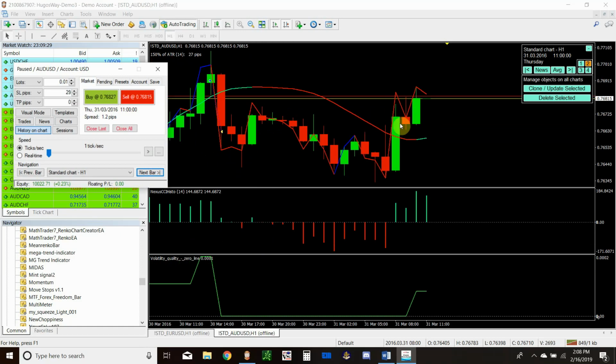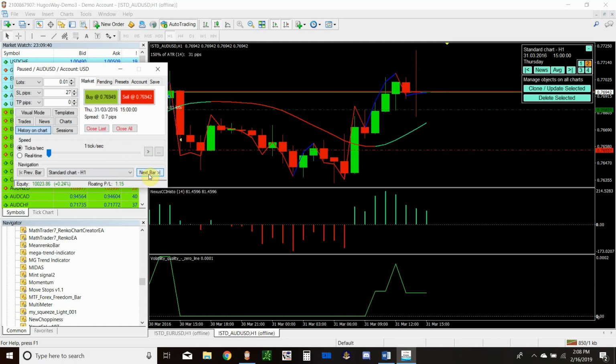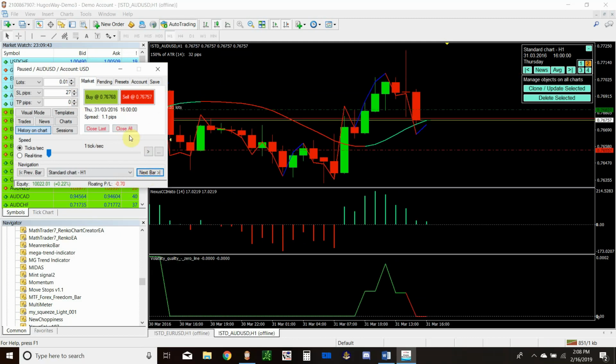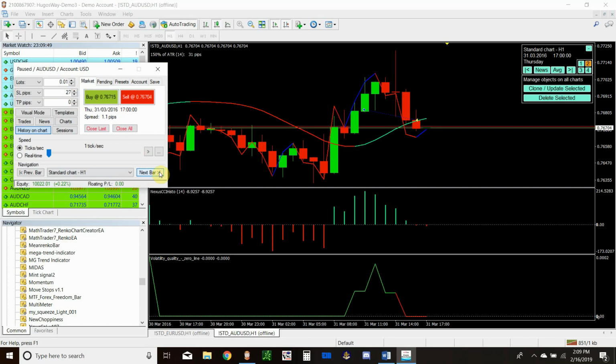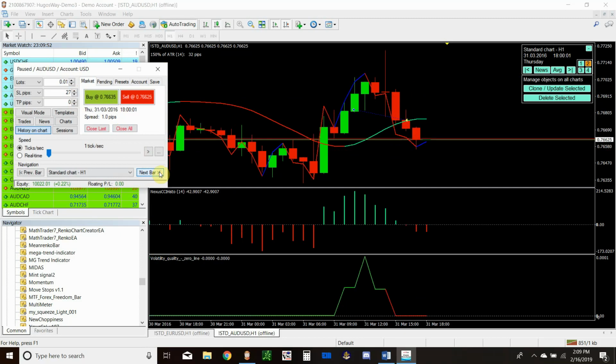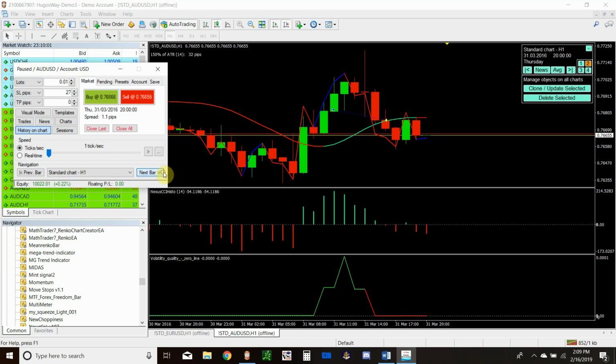Okay, we got a buy signal here. We got a crossover, green HMA, buy, 27 pips. And we got a crossover there. Close out. Well, looks like we actually had. Okay, so we got a sell signal there. So we'll go ahead and enter sell.